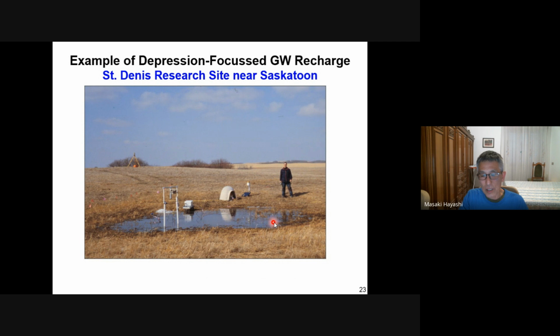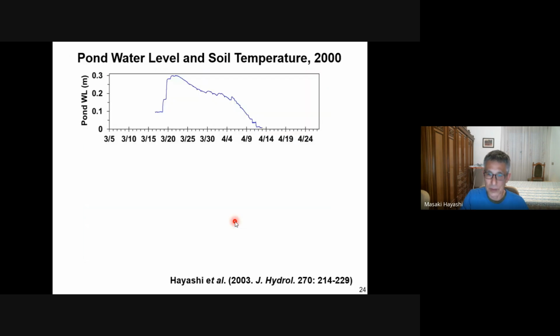In the next graph, I'll show you the water level recorded in this pond as well as the temperature of the soil underneath the middle of this pond. Oh, by the way, the northern prairie regions have this high density of depressions, many depressions. There's one here, there's another one, another one. Typically about 10 to 100 depressions over 1 square kilometer. Each is small, but collectively they can have a large hydrological impact.